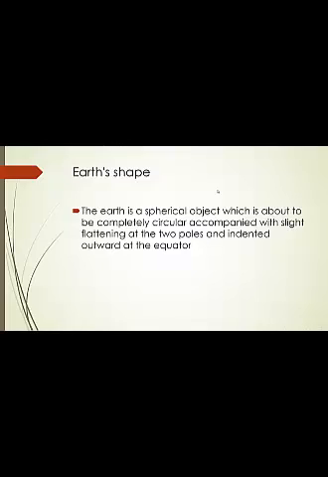Again, Earth is a spherical object which is about to be completely circular, accompanied with a slight flattening at the 2 poles and indented outward at the equator, where the tropical radius is about 22 kilometers larger than the polar radius. So if there is a question in the exam asking about tropical radius and polar radius, we can say that the tropical radius is larger than the polar radius.